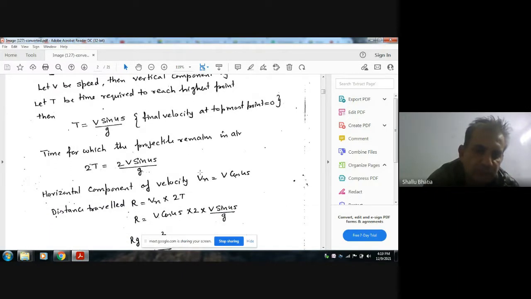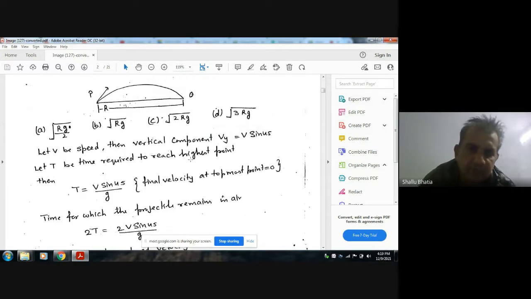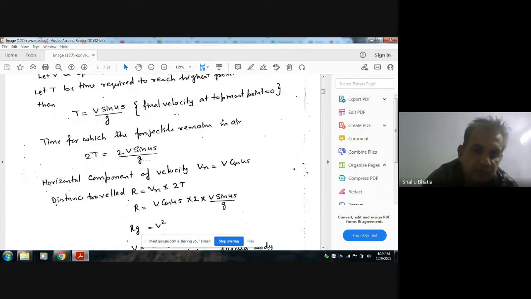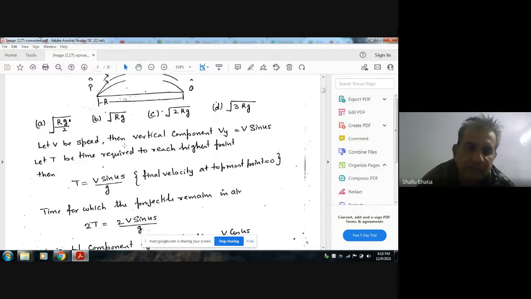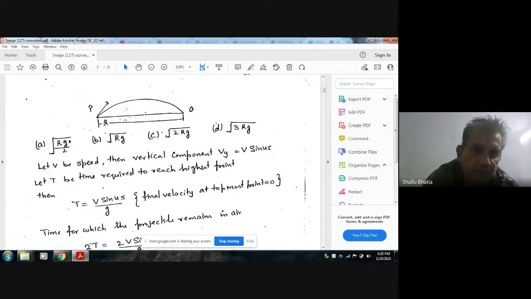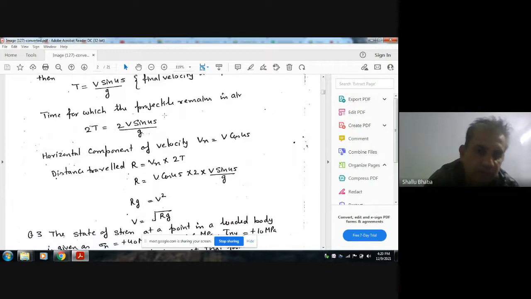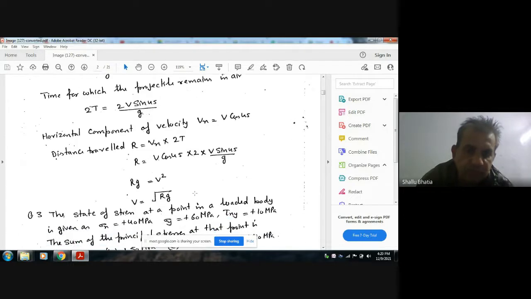Now the horizontal component of velocity will remain constant, because in this direction there is no acceleration due to gravity, or no acceleration or retardation. So Vx is equal to V cos 45. As the projectile will remain in air for the time 2T, to calculate the distance traveled in the horizontal direction, we multiply Vx with 2T. So R will be V cos 45 into 2 into V sin 45 by g. So V is equal to root rg.